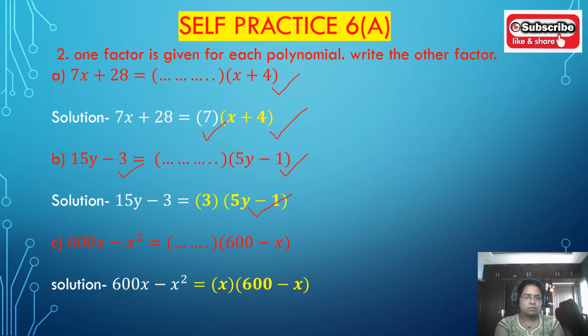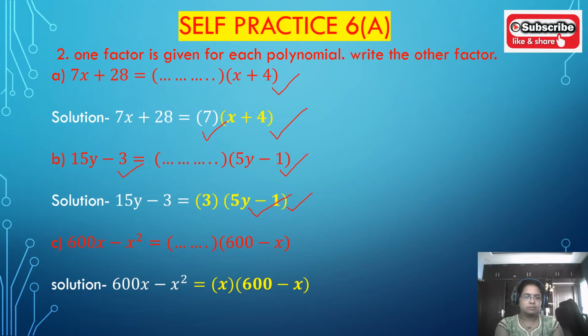is the factorization of 15y minus 3. So 3 and 5y minus 1 both are the factors of this expression 15y minus 3. So 15y minus 3 is the product of 3 and 5y minus 1, and 5y minus 1 is inside the parenthesis.